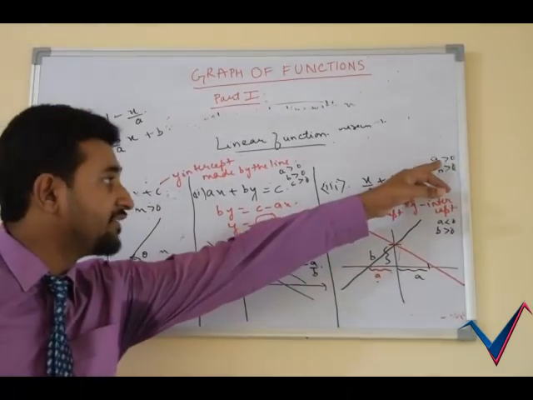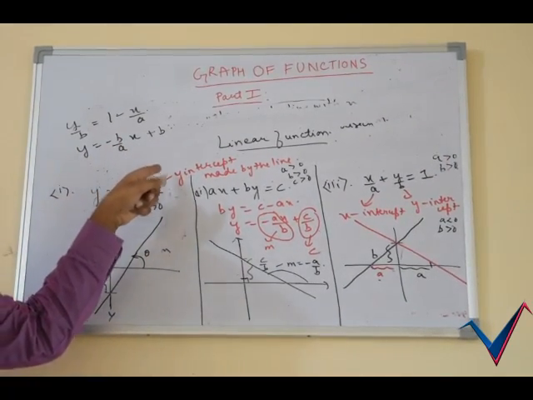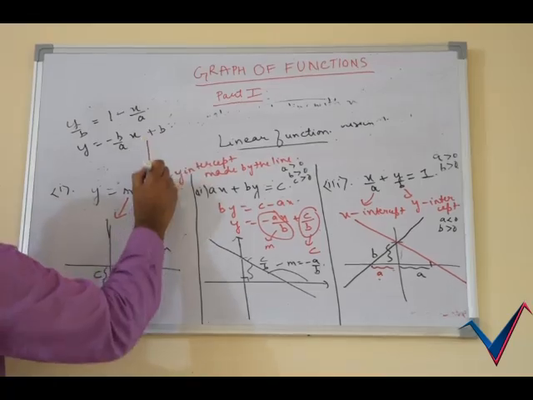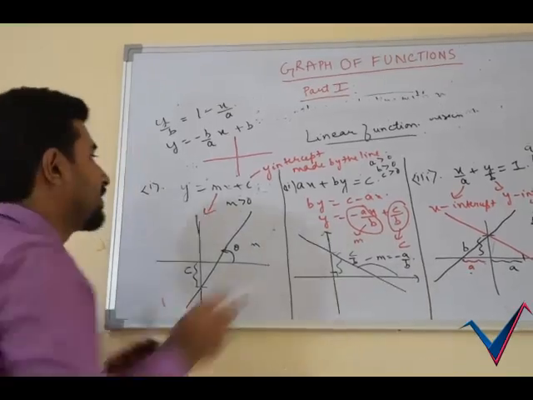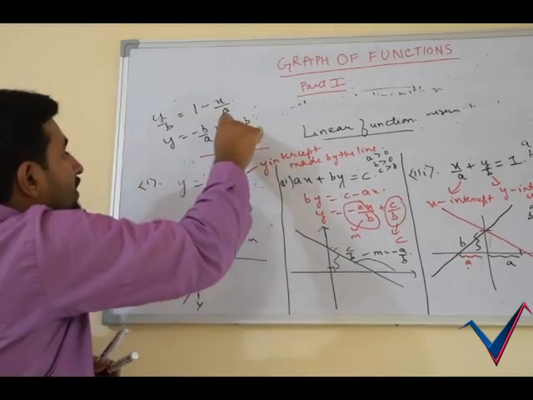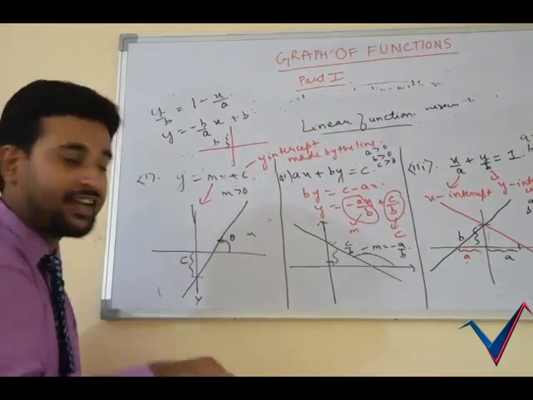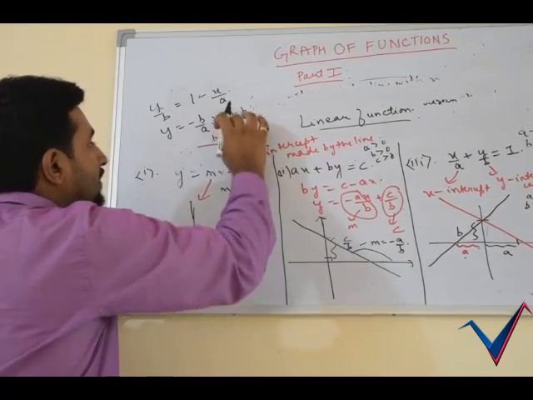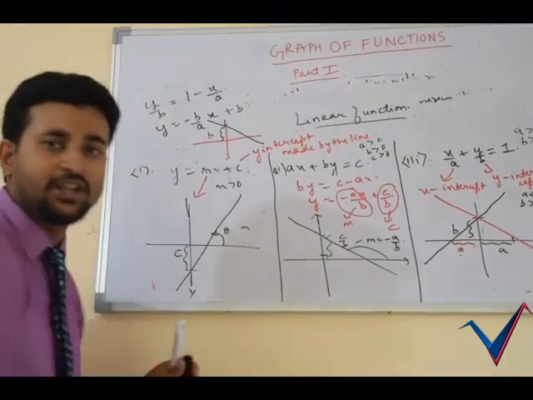For the first case I have taken a greater than 0 and b greater than 0, so minus b by a will be negative and the y-intercept will be b only. If you try to plot its graph, what will you find? The y-intercept is b, which is positive, so this will be b. Since the slope is negative, the line would go this way, because the angle is greater than 90 degrees. This is the y-intercept, that is the b coordinate. So what we saw is that this line and this line are actually the same line.